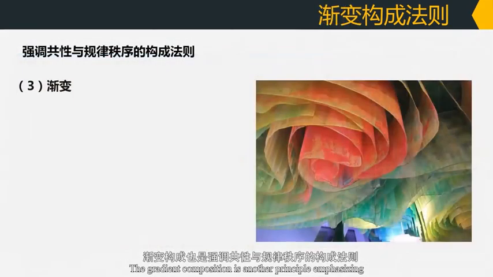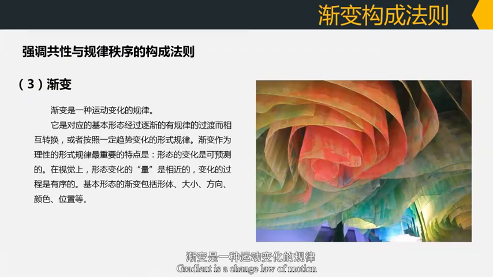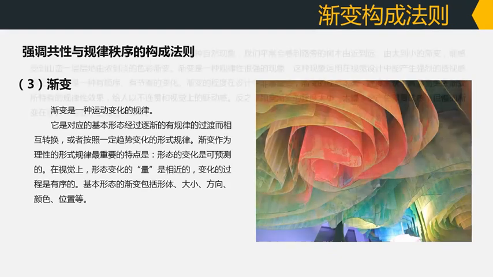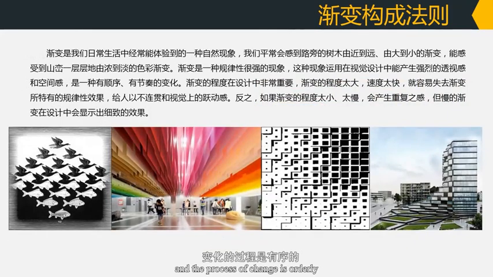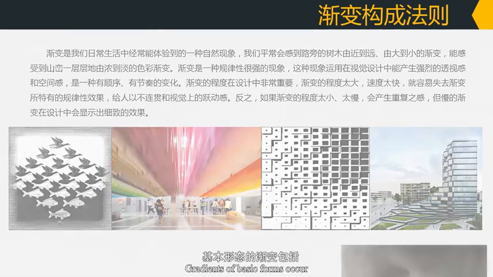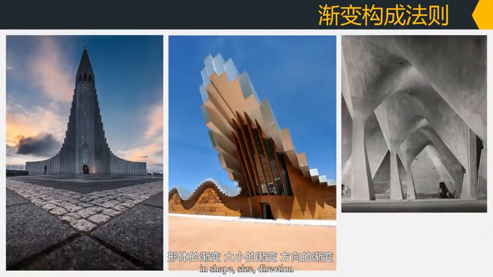The gradient composition is another principle emphasizing commonality and order. Gradient is a change law of motion, where the basic forms gradually transition in a systematic and orderly manner, or follow a certain trend of change. The most important feature of this principle is that the change of form is predictable. The visual changes in form are relatively similar, and the process of change is orderly. Gradients of basic forms occur in shape, size, direction, color, position, and so on.